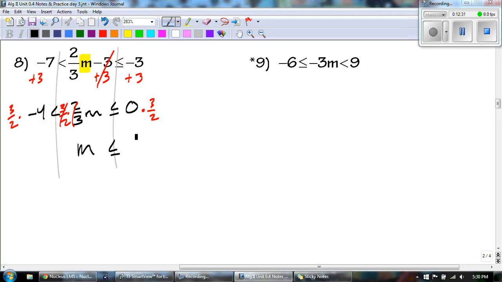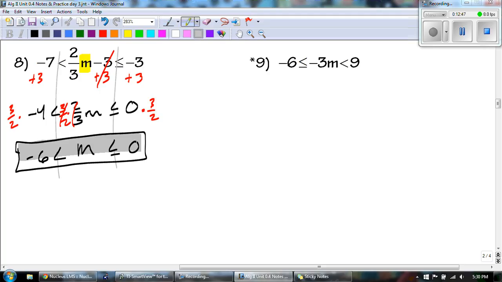Well, on the right, it's easy because 0 times 3 over 2 is going to be 0. Now, 3 times -4 is -12, and -12 divided by 2 is -6. Okay? Remember, if you're using your calculator, put the parentheses, or put your fraction inside parentheses.